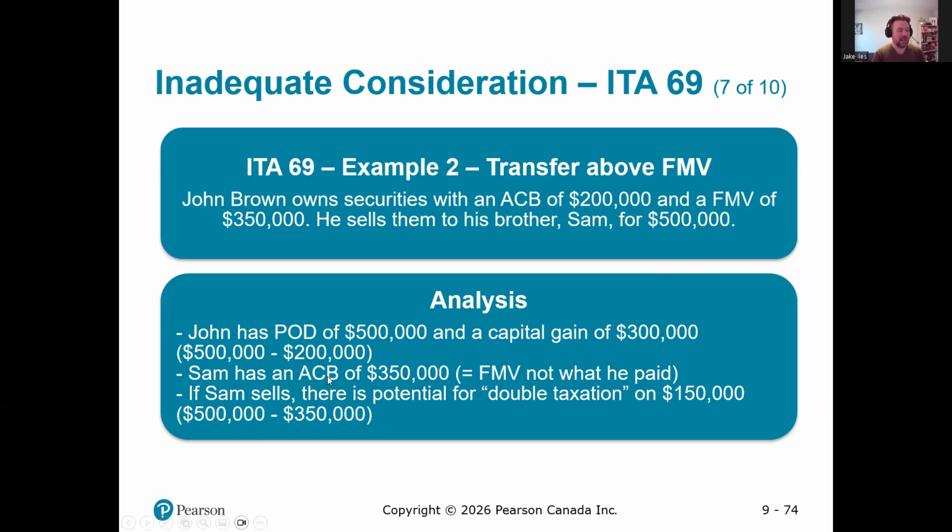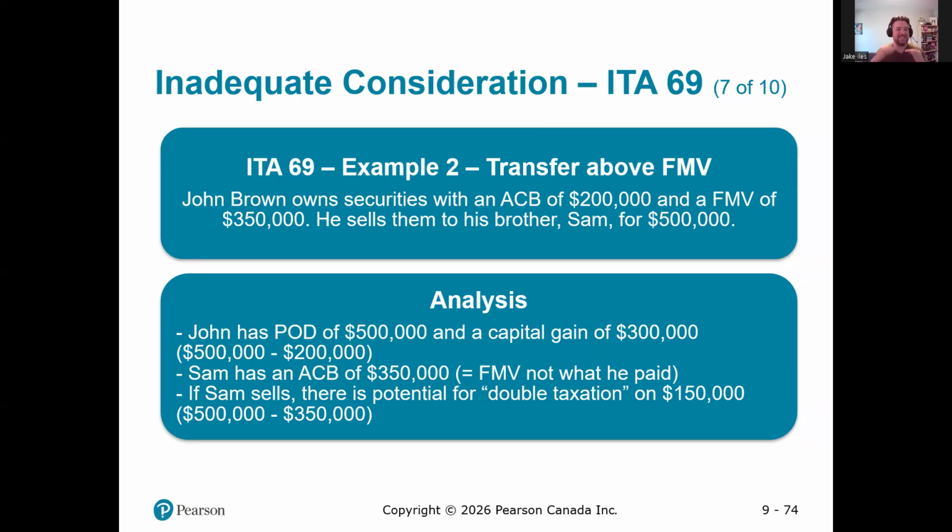But Sam will have a cost base of the lower number between proceeds and fair market value. Although he spent 500,000, he only got something worth 350. That's his cost base. So if he does sell those shares for $500,000 down the line, he will also report a capital gain for that $150,000 difference.